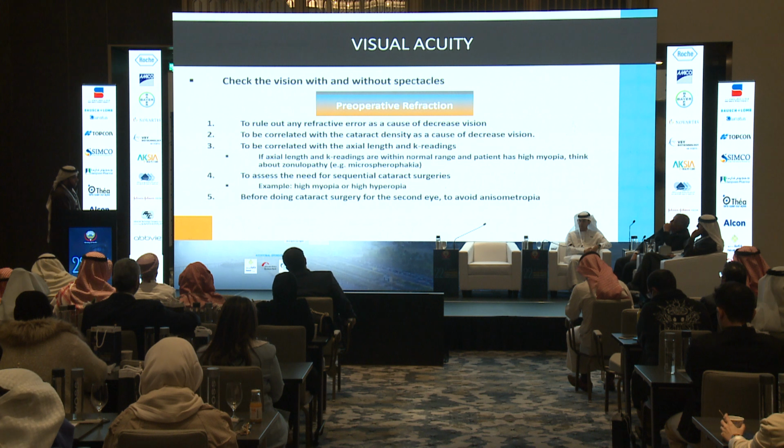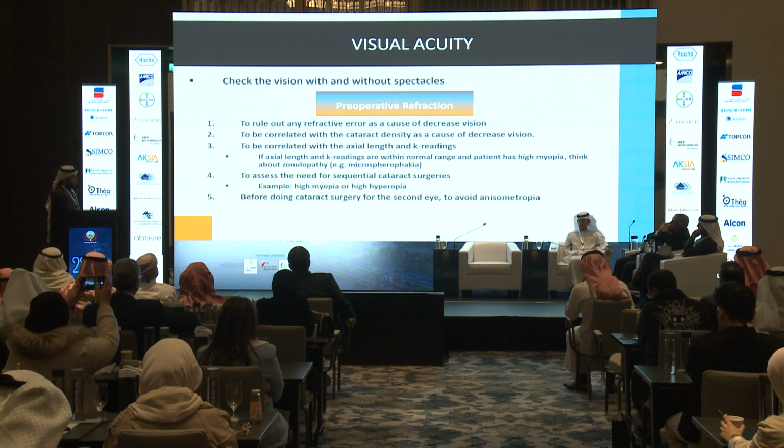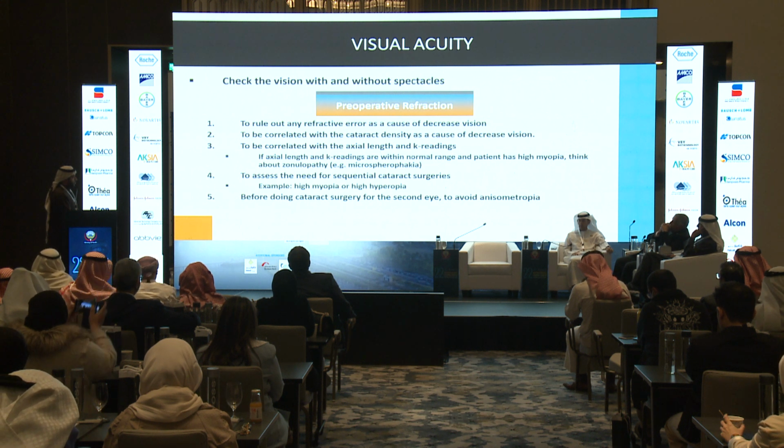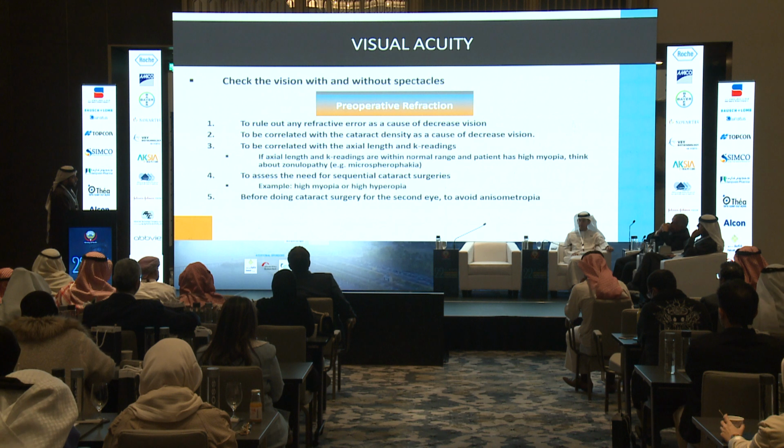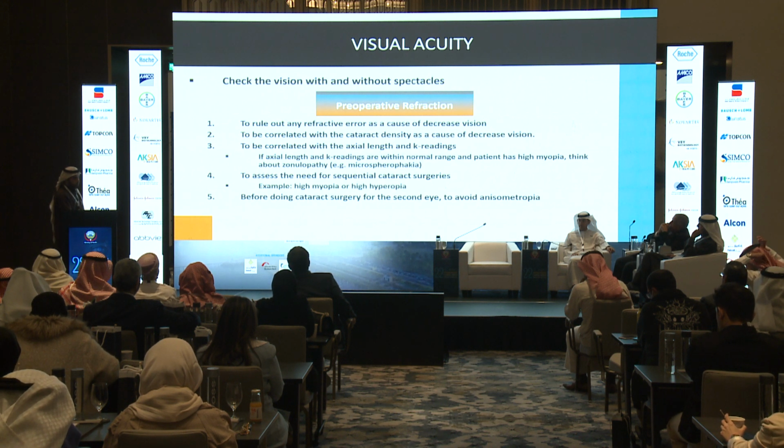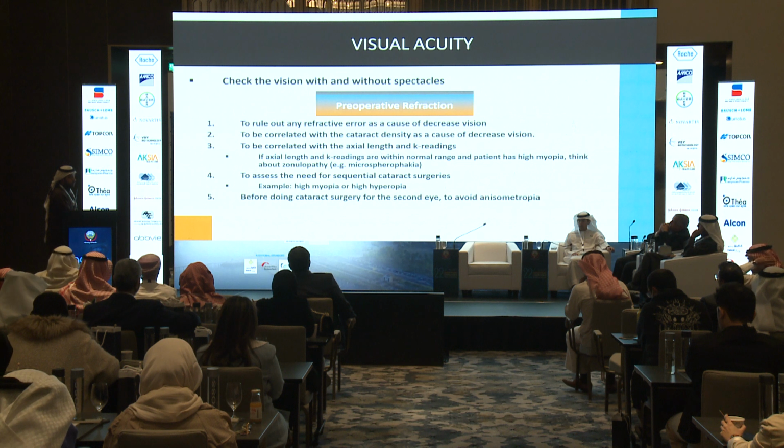For example, if the axial length is 23 and the K reading is 43, but the patient is -15, think about a lenticular cause. The fourth is to assess the need for sequential cataract surgery. For example, if the patient has high myopia, -10 in both eyes, you have to counsel the patient about the fellow eye, whether to use a contact lens or to go for sequential cataract surgery.